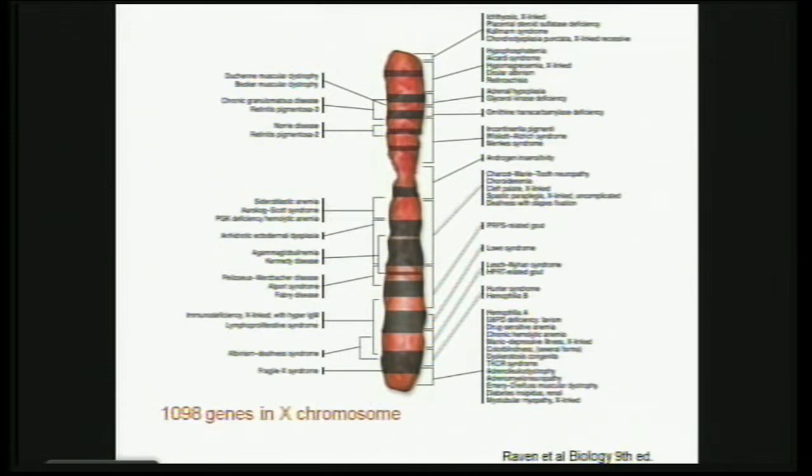This is the X chromosome. As you can see in the picture, it has 1,098 genes in just one chromosome. So the 25,000 to 35,000 genes are spread over those 46 chromosomes. Do I need to zoom this picture for the kids? No, that's just for information. They don't have to see that.